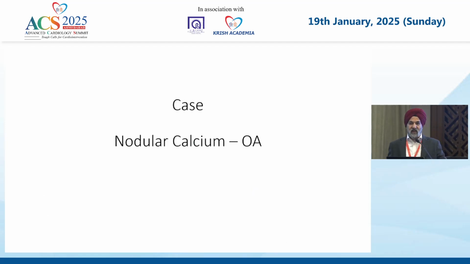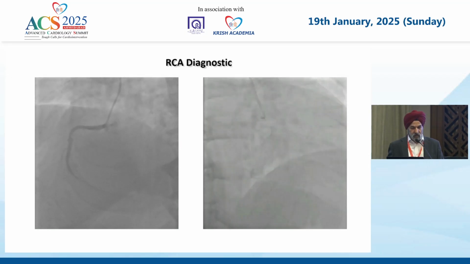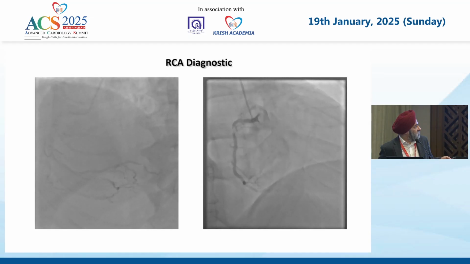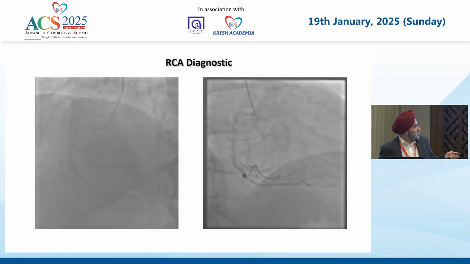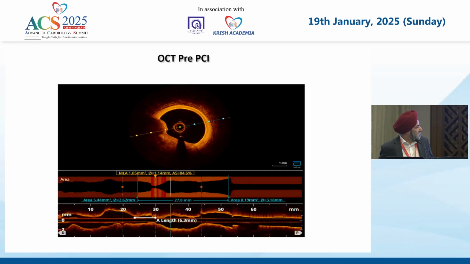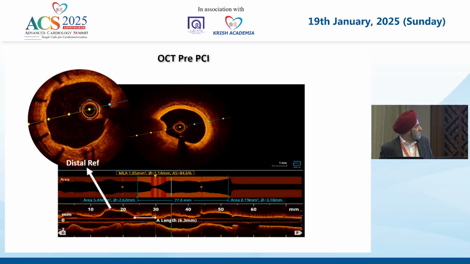Now, protrusive calcium is a different ballgame altogether. Neither ROTA or IVL are going to help you as an isolated device. You need something which debulks, and this is where the role of orbital atherectomy comes. This was the RCA, which was previously stented. There was a big nodule, again, one of the recent cases. This is the kind of nodule which was there. And this is the nodular segment. We'll come to that. It's kind of hugging.